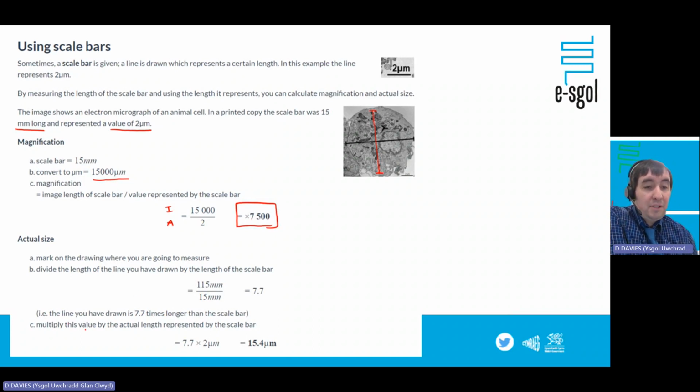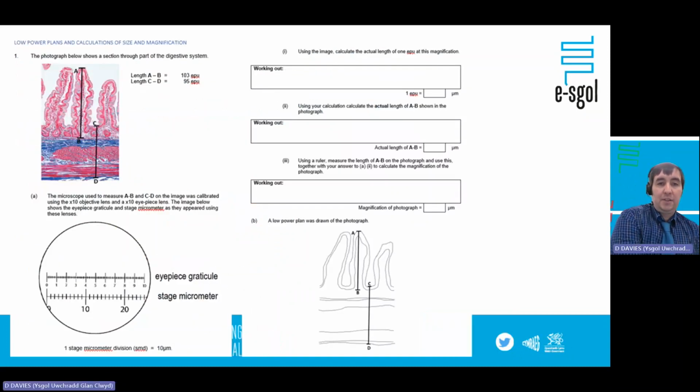Then you multiply this by the actual length. What you've basically done there is worked out the magnification, multiply by that, and that gives you the actual length. So that is how you derive a scale bar. It's slightly more complicated than just the I A M formula.